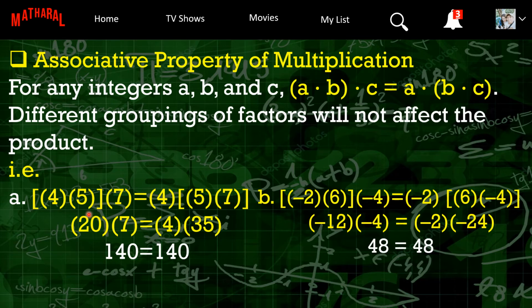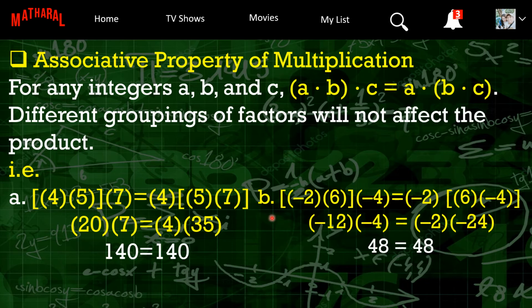So, take it one at a time. 4 times 5 is 20. Then 7, copy, equals. 5 times 7 is 35. Then 4, copy. And now, 20 times 7 is 140. And to this side, 4 times 35 is 140 also. So now, we can say that this is under the associative property of multiplication because its product is the same.